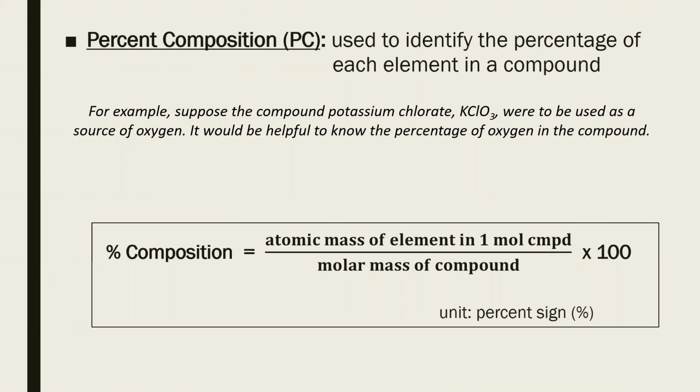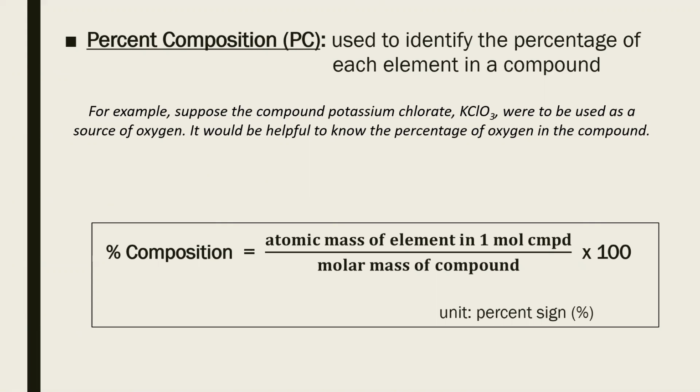Say you want to use potassium chlorate as a source of oxygen. That's fine, you can do that, there's oxygen present. However, you're going to want to know the amount or the percentage of oxygen in that compound. If you're looking for a certain percentage of oxygen that you need from this source, you need to be able to know if this is a good source to use or not.